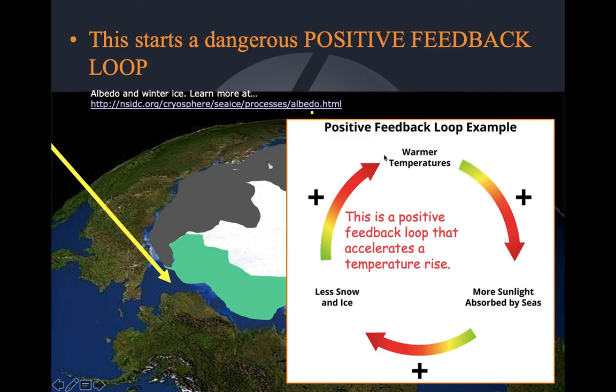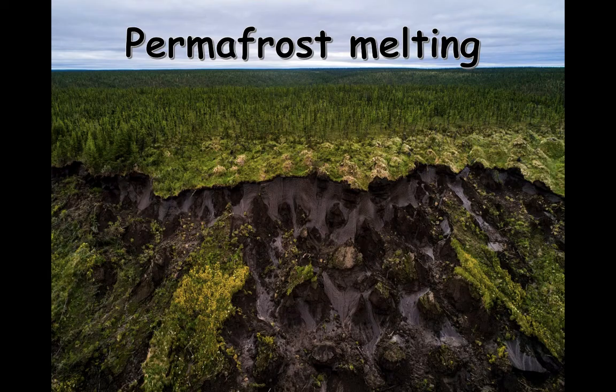Less snow and ice means warmer temperatures because there's more radiation being absorbed rather than reflected, which means more sunlight is absorbed by the seas, which is then going to cause less snow and ice, which is going to cause warmer temperatures, and around we go until things spiral out of control. Negative feedback loops are actually the ones that are stable. They're kind of self-regulating. So positive feedback loops are very dangerous situations.